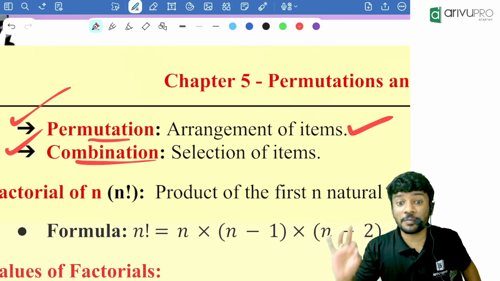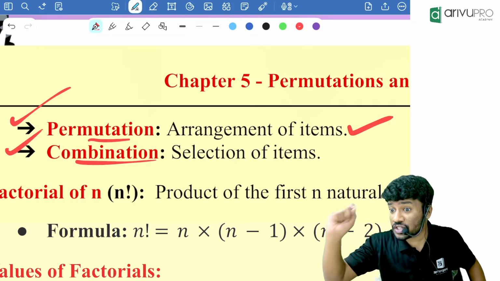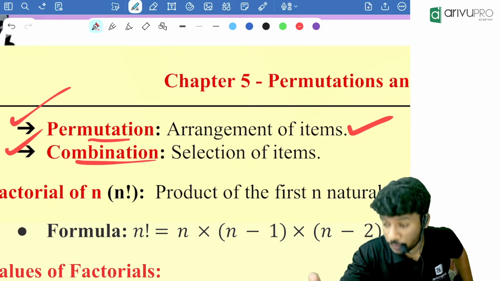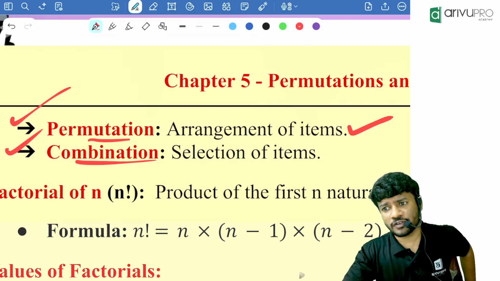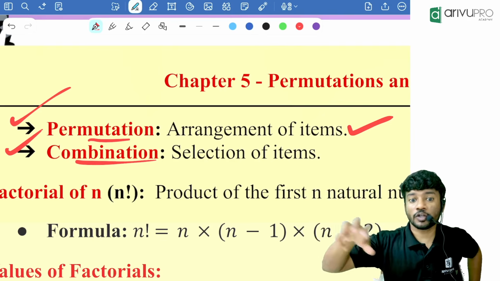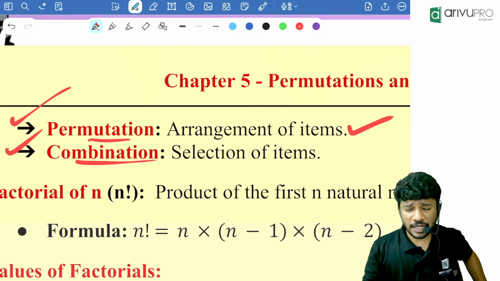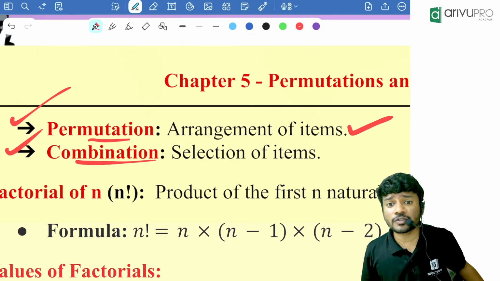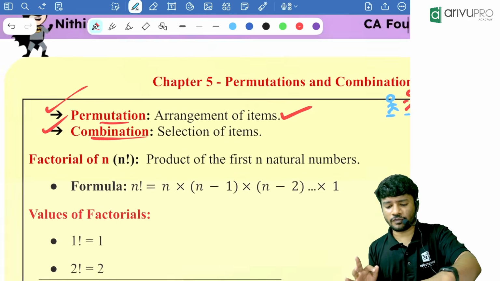In the future, whenever you read a question from permutation or combination, try to understand whether it is based on arrangement or selection. Selection will have another word, choosing. I want to choose. Arrangement can also be used by another name, distributing. That is also possible. Keep these words in your mind and we will go further.